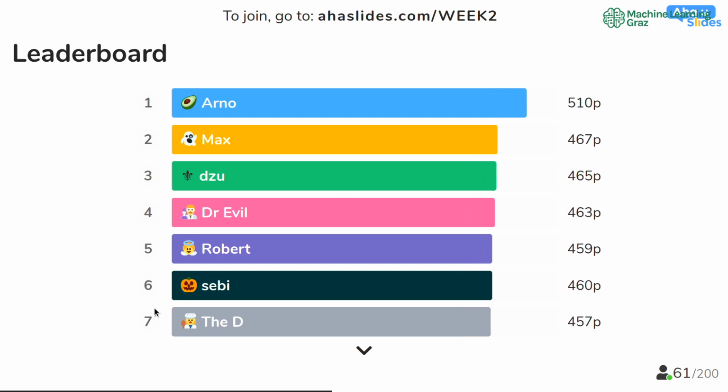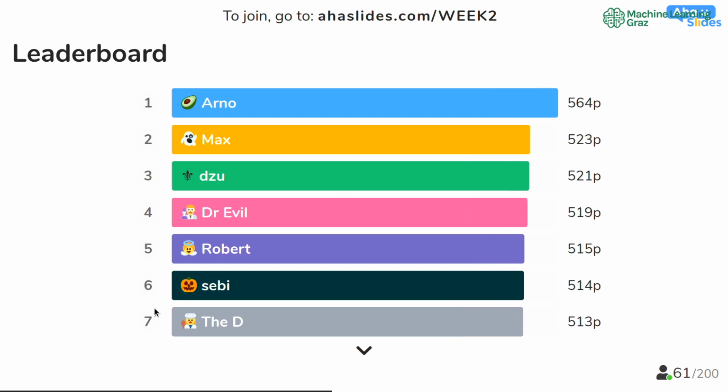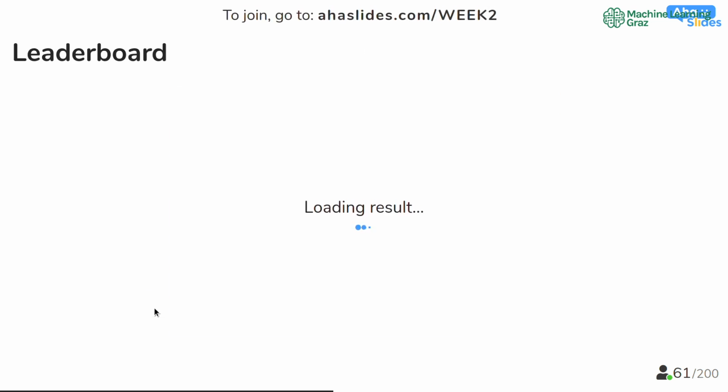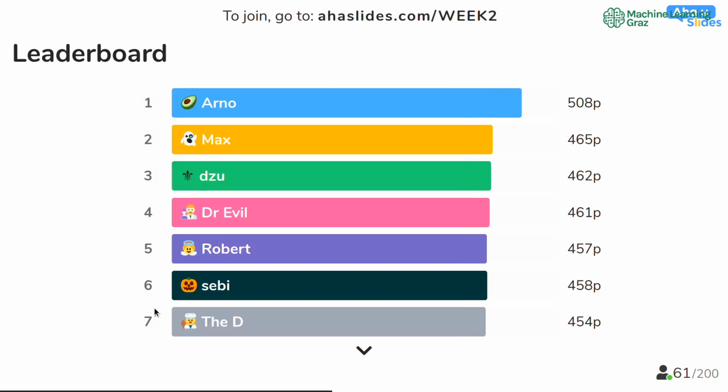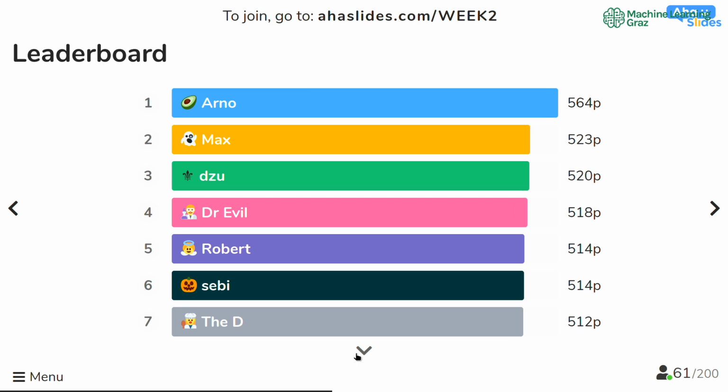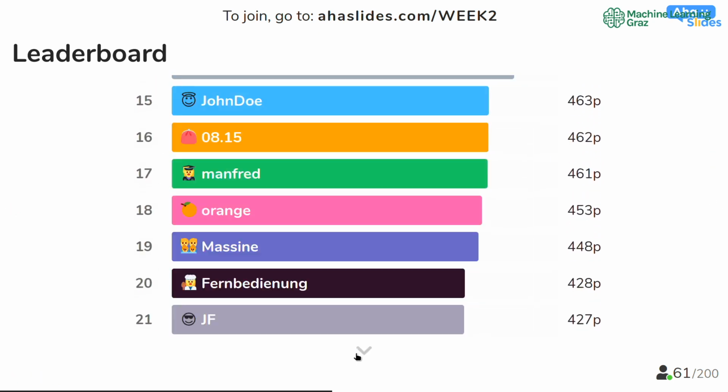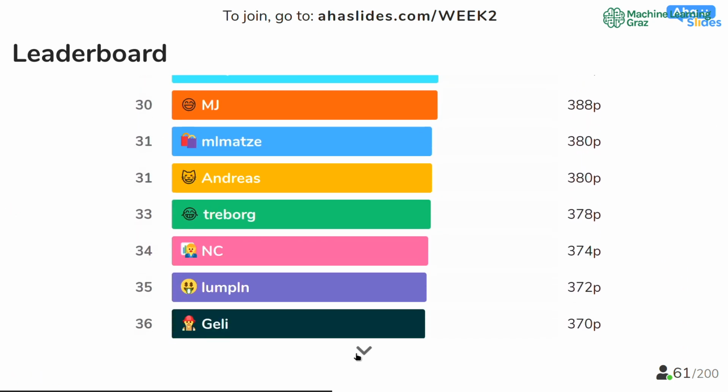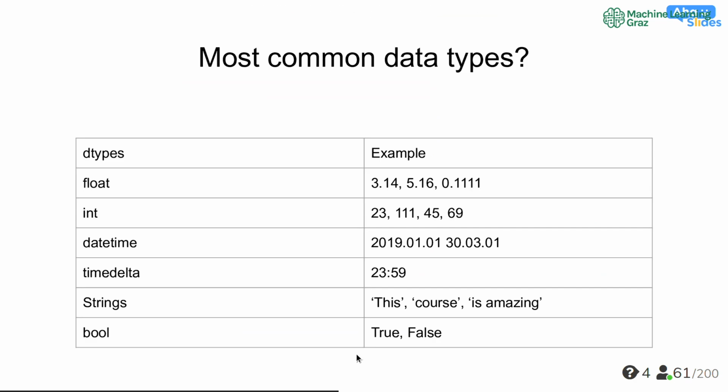Let's look one more time at the leaderboard. We've got first place Arno, followed by Max, the champion from last week, followed by Zu, a newcomer, Dr. Evil, Robert, Sebi, and the D. Everybody is very close to each other. If we scroll a bit down, you can see it's a very, very tight fight for the leaderboard.